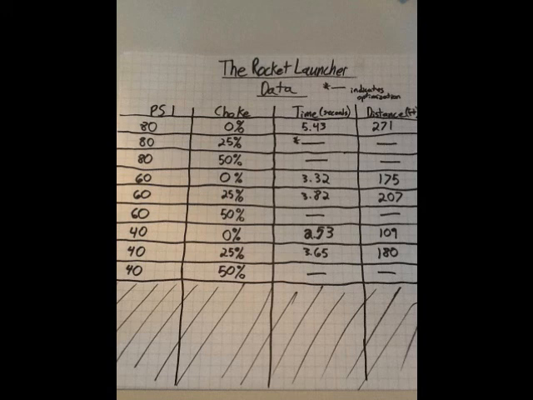We suspect the increased speed of the air when discharge area was restricted increased the force of impulse on our rocket, and thus increased the distance it traveled.